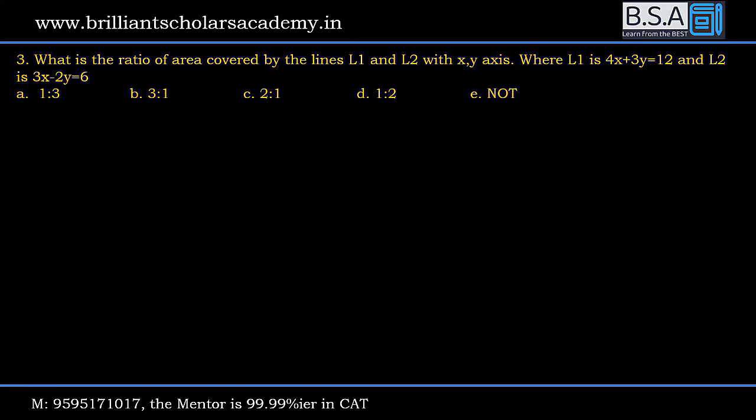What is the ratio of area covered by lines L1 and L2 with XY axis, where L1 is 4x plus 3y is equal to 12 and L2 is 3x minus 2y is equal to 6? You need to be able to plot these lines. There is some area they are covering with XY axis and you need to find the ratio of areas. Take 2 minutes and give me an answer.